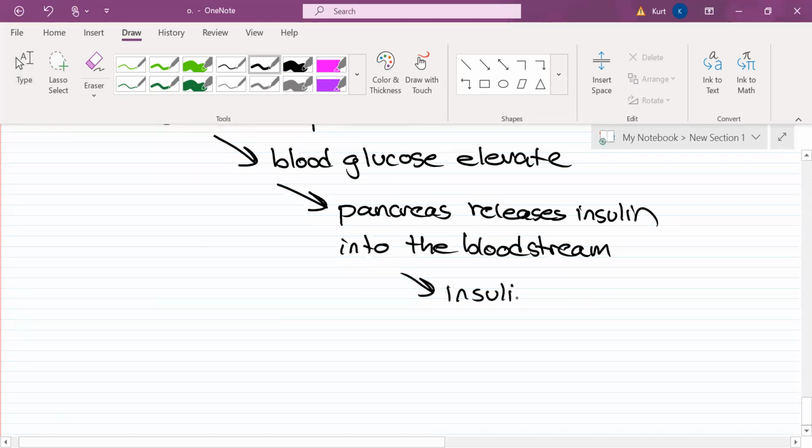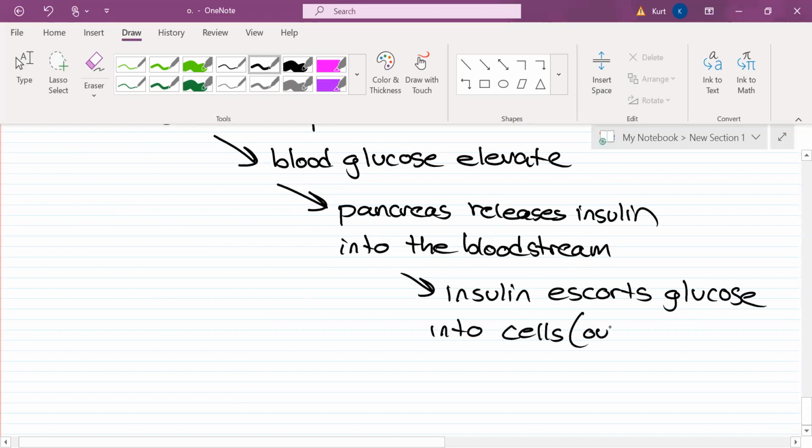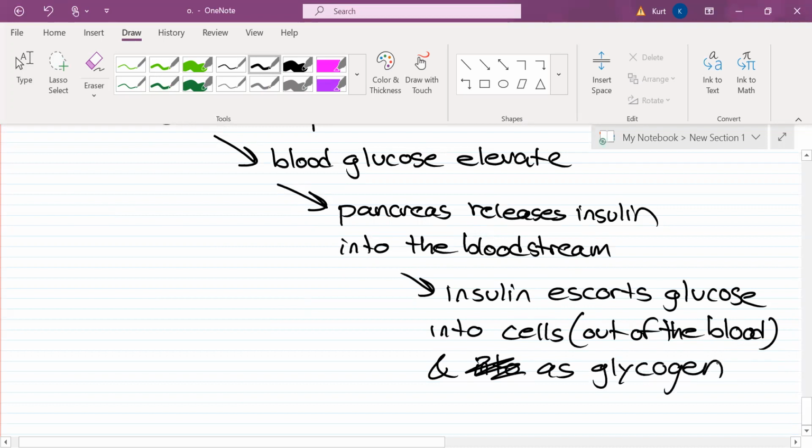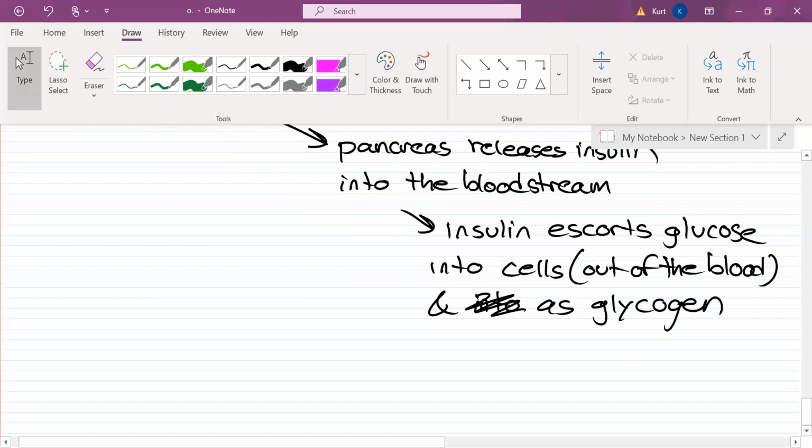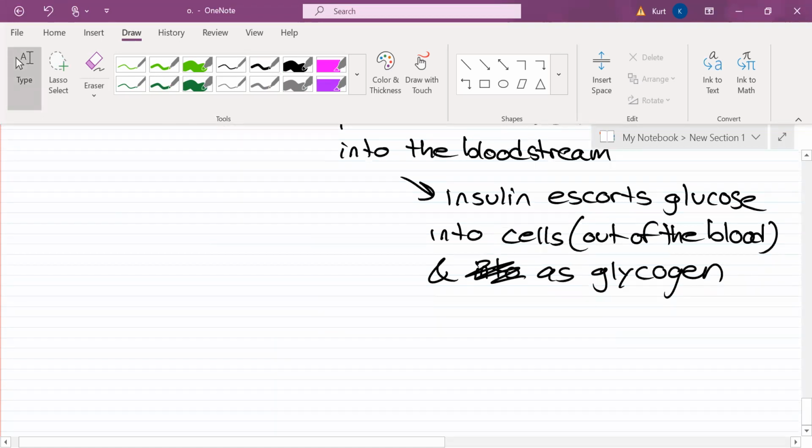Insulin escorts glucose into cells, and this is out of the blood, guys. So the sugar is now out of the blood and stored as glycogen. Glycogen is a polysaccharide made of glucose monomers. So Mark, now that you drank your Sprite, your blood sugar elevated, your pancreas releases insulin, it stores that sugar in your cells. How would you describe your blood glucose levels now?